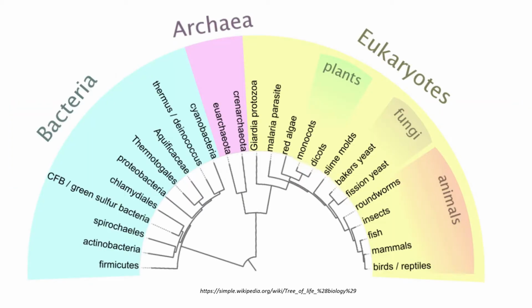The phylogenetic tree of life is a diagram that illustrates the evolutionary relationships among all living organisms on Earth. It represents the branching pattern of evolutionary divergence from a common ancestor to the diversity of life forms seen today. At its broadest, the tree of life typically divides into three main domains: bacteria, archaea, and eukarya, or eukaryotes. Within each domain, the tree further branches into kingdoms, phyla, classes, orders, families, genus, and species.